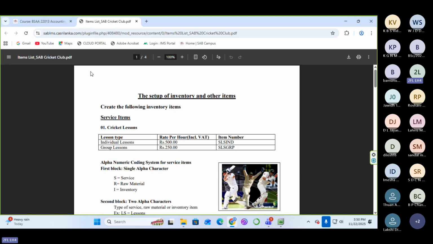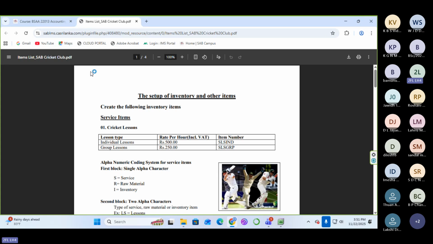Lesson is the second broad category. First is the major broad category, one of the two major categories. This is the service item. And within service items, what is the specific category? This is lesson. And the last three letters show the specific type of the item. This is individual. Then you can easily read the other codes.